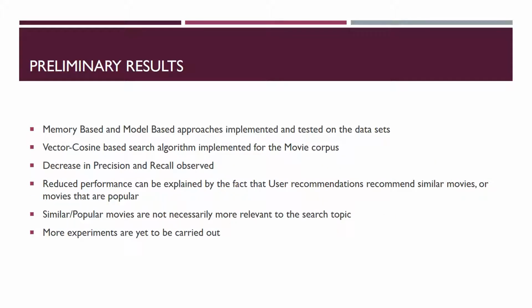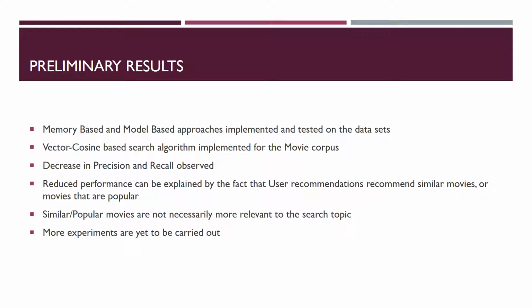So what are the preliminary results that I have seen so far? First of all, I was able to implement the memory-based and model-based approaches in Java for the data sets and was able to get predicted rankings for the movies based on rankings that the users had provided. The vector cosine based search algorithm was implemented as well for the movie corpus. Then a weighting scheme was experimented with to see if precision and recall could be affected by using the weights of the memory-based or model-based approach.